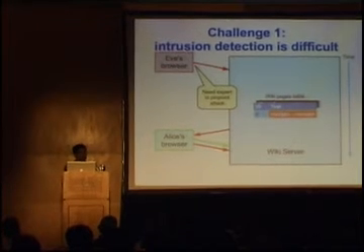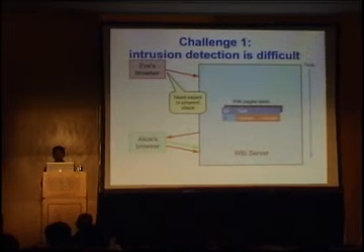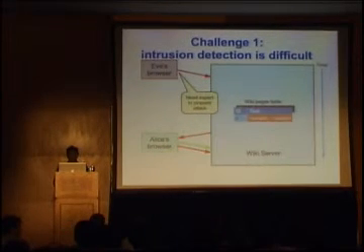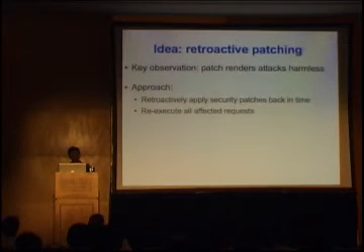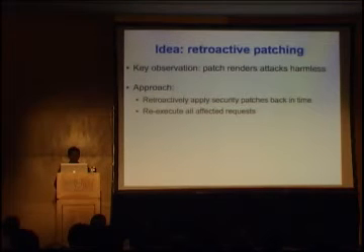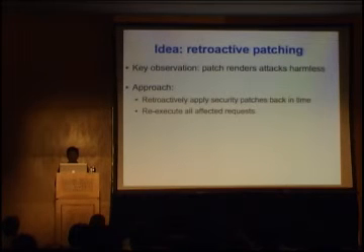Differentiating between a legitimate request and an attack request is pretty hard, even for an expert administrator who understands the system very well. And normal administrators can easily miss such attacks. So to solve this problem, we propose the idea of retroactive patching. And the key observation here is that a patch for a vulnerability fixes the vulnerability. So if the patch was present when the attack originally happened, then the attack would not have been successful. So we use this idea to retroactively apply security patches back in time and re-execute all the requests which are affected by that patch.